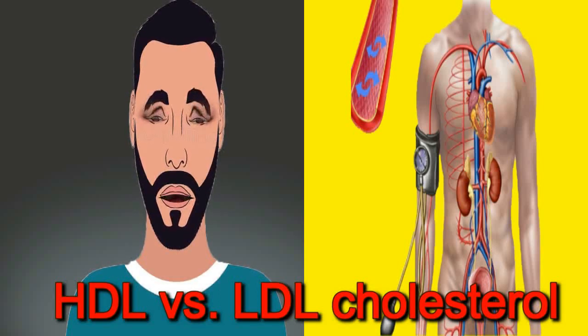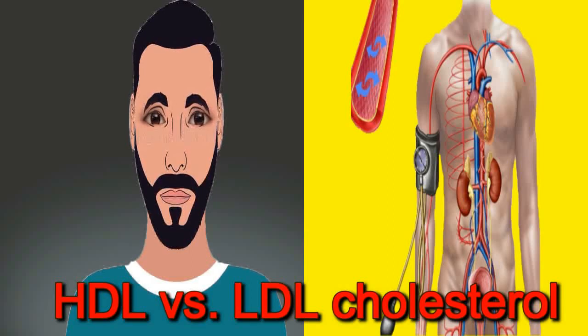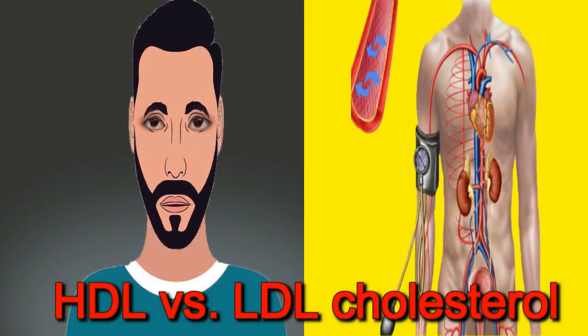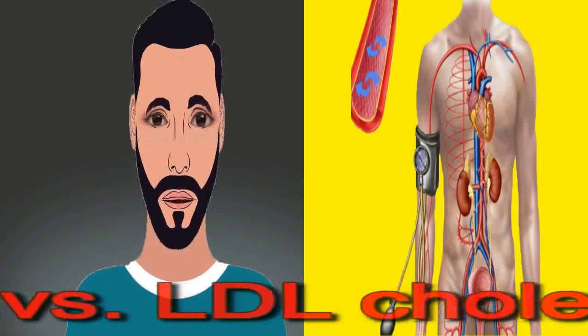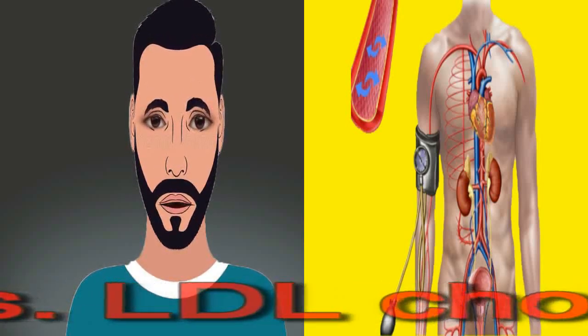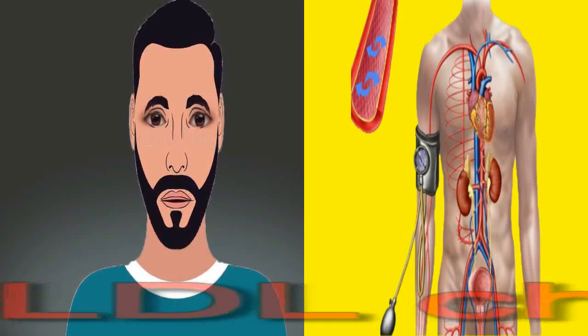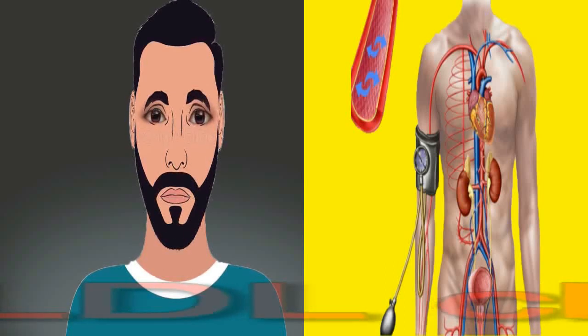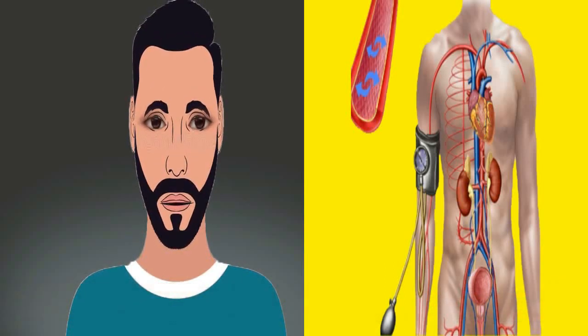HDL, or good cholesterol, can move LDL cholesterol from the blood to the liver to be broken down and disposed of as waste. HDL cholesterol is referred to as good cholesterol because it reduces the level of cholesterol in the blood. Higher HDL levels are linked to a reduced risk of heart attack and heart disease.